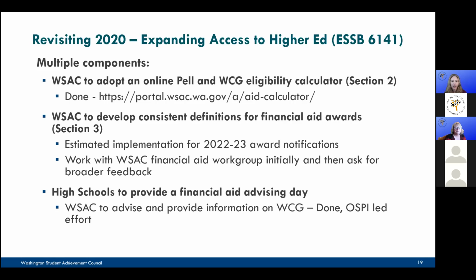And then the other thing that was in this legislation was a financial aid advising day. Through the pandemic and all, that happened. So we advised and provided information on the Washington College Grant to OSPI. And this is really requiring high schools to provide information about financial aid once a year.